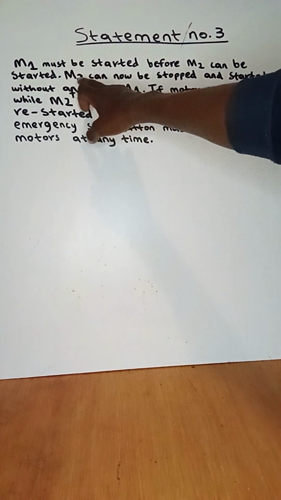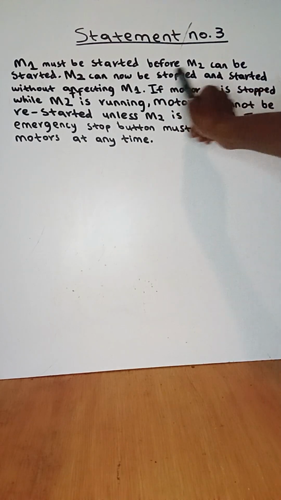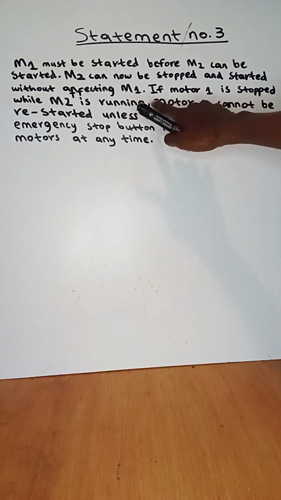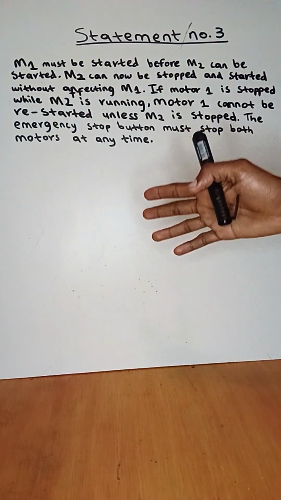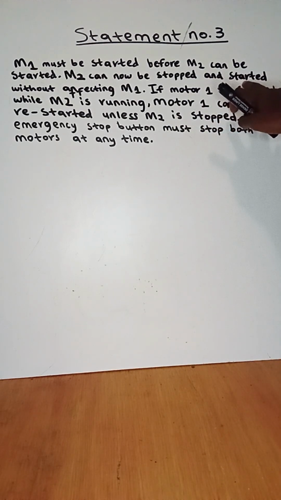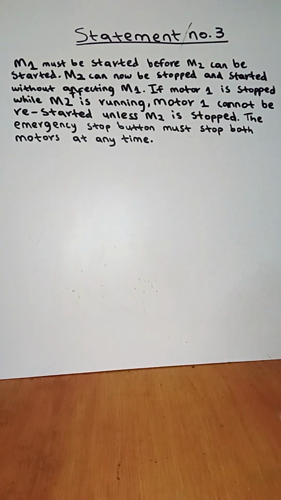Right. Statement number 2 says motor 2 can now be stopped and started without affecting motor 1. This statement simply says we must stop motor 2, and it shouldn't affect motor 1 to stop running or be de-energized. And also, when we restart motor 2, it shouldn't affect motor 1 to be off or de-energized.